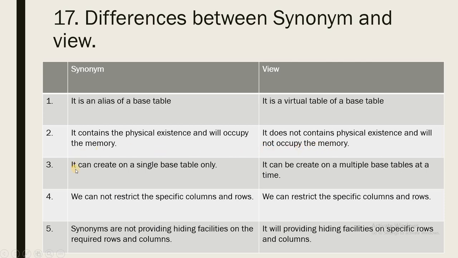A synonym can be created on a single base table only. But a view can be created on multiple base tables at a time. With synonyms, we cannot restrict specific columns and rows, but in a view we can restrict specific columns and rows. The next point is, synonyms do not provide hiding facilities on specific rows and columns, but views will provide hiding facilities on specific rows and columns. So these are the most important differences.